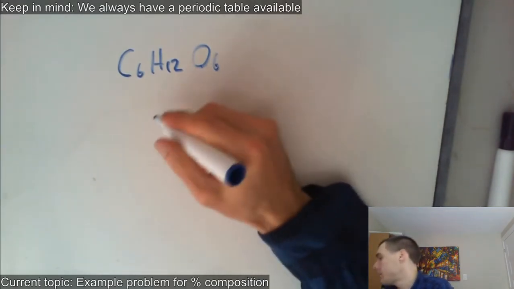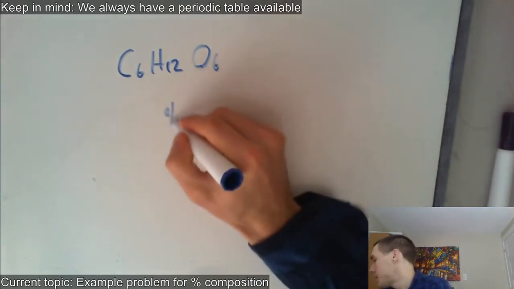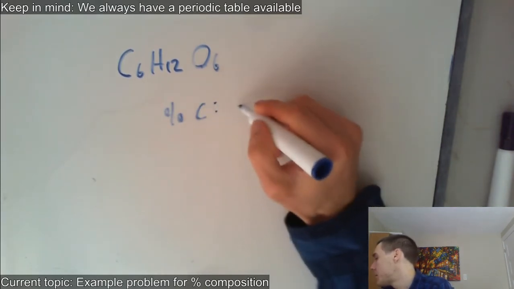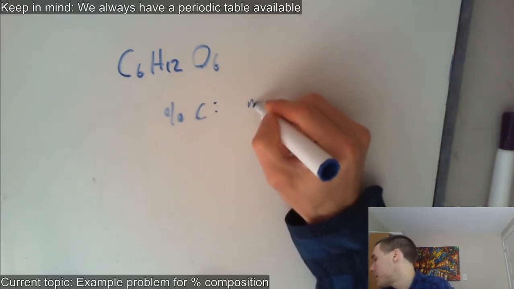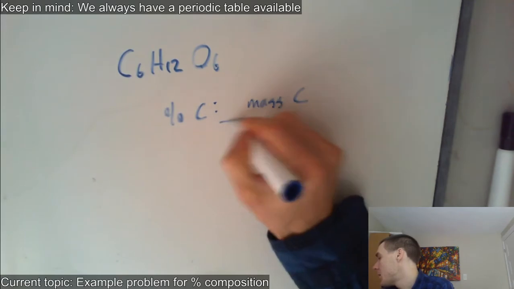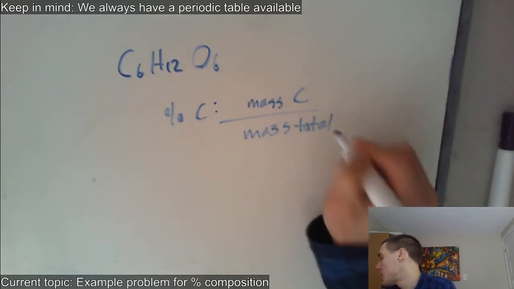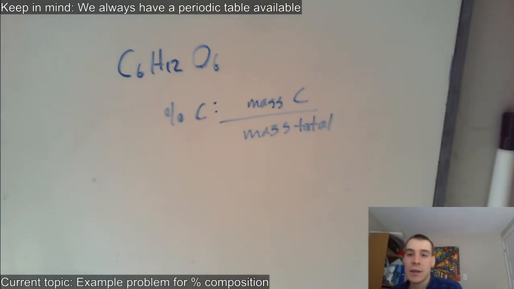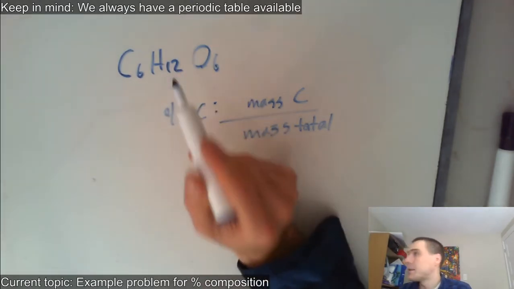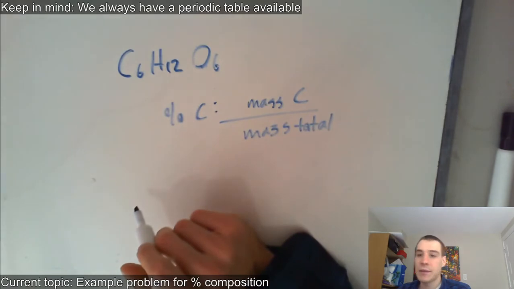So every time we do it, the percent carbon, for example, would be the mass of carbon over the total mass. So what we need is the mass of the carbon and the mass of the total. And all we have is the formula. So how do we do this using only the formula?